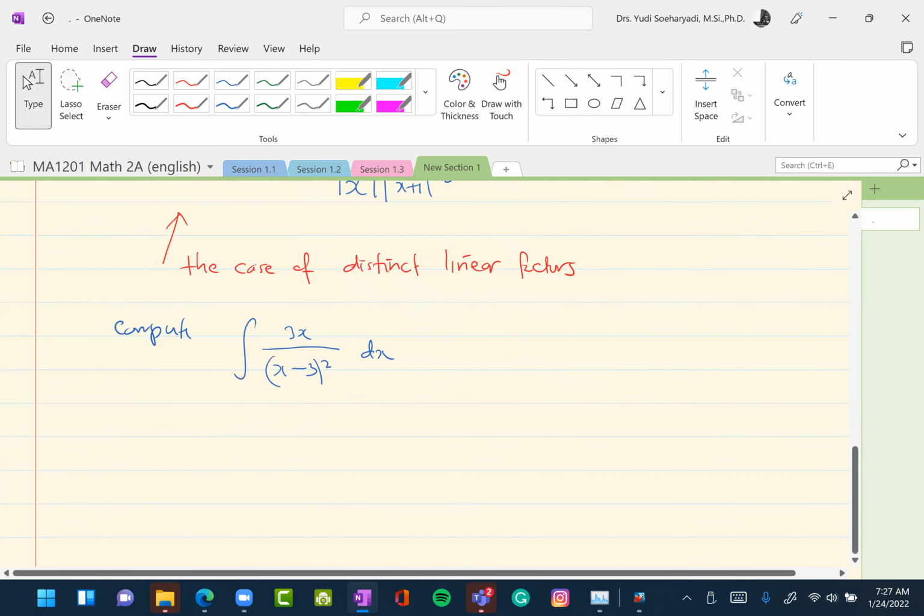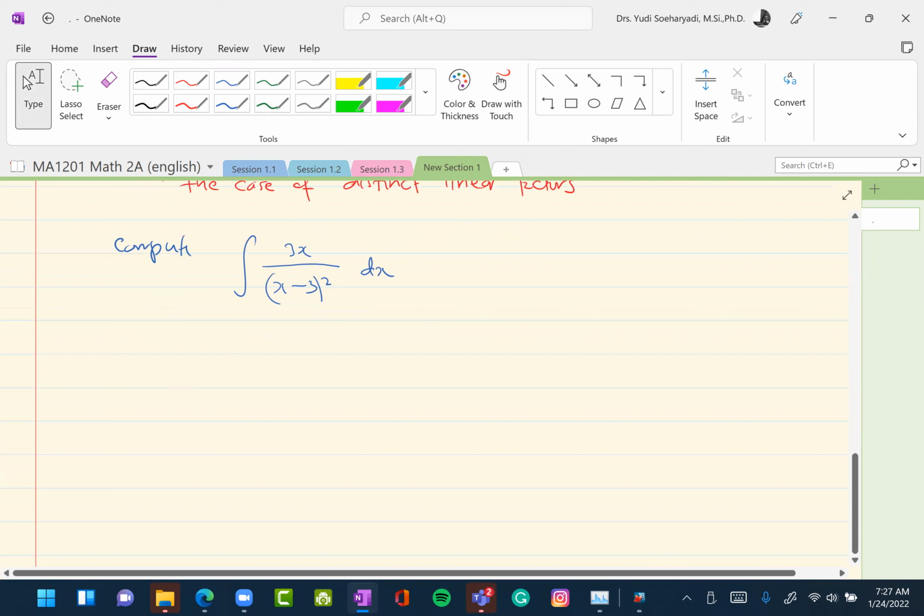Okay, so let's do this one here. So let u equal x minus 3. All right, but this is a double factor here. Is it possible to do this one here? Well, if you do this one, there's no common factor, because if you multiply this out, you get nothing like this.